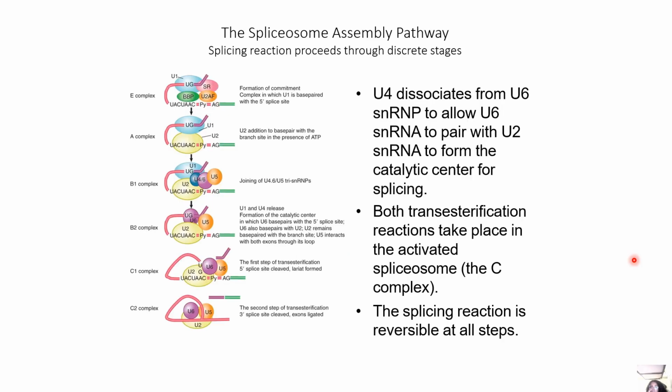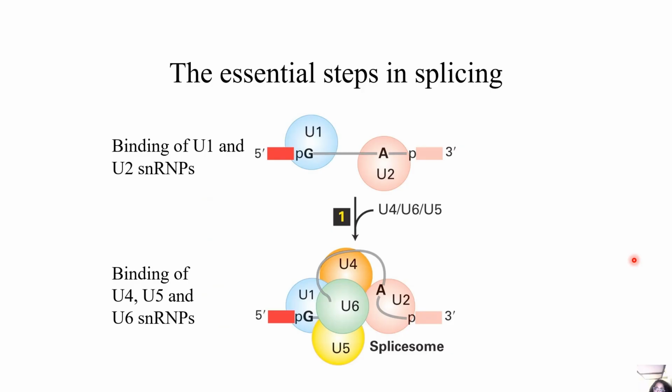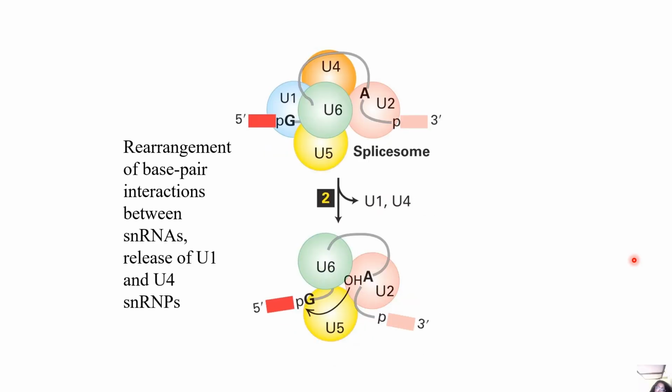In the splicing assembly pathway, U6 snRNA is recruited to pair with U2 snRNA to form the catalytic center for splicing. Both transesterification reactions take place in the activated spliceosome. The splicing reaction is reversible at all stages. Steps in splicing include the pairing of U1 and U2 snRNA bases, and rearrangement of base pairs and interactions between the snRNAs.